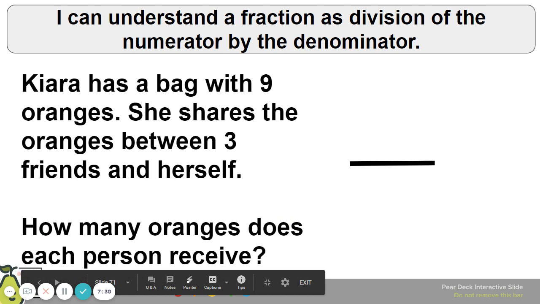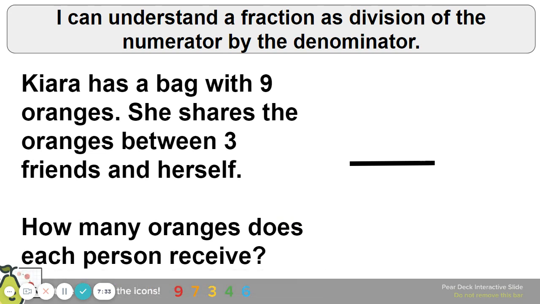Same problem, but now I'm turning it into a fraction. So how many oranges does each person receive? So if my equation was 9 divided by 4, my fraction is going to be 9/4. Because the top number, remember, tells us what we're sharing. We're sharing 9 oranges. And the bottom number tells us who we are sharing with. And we are sharing those between 4 people, between Kiara's 3 friends and herself.